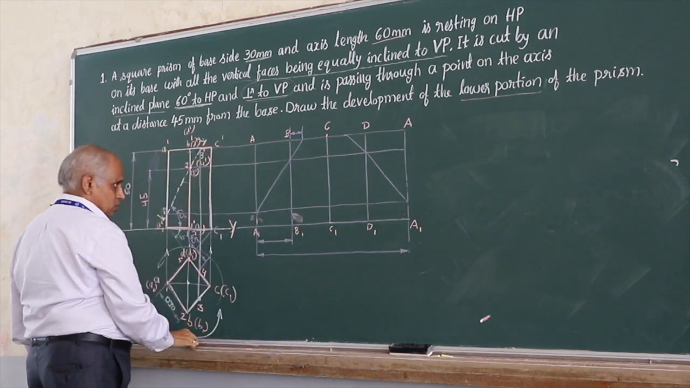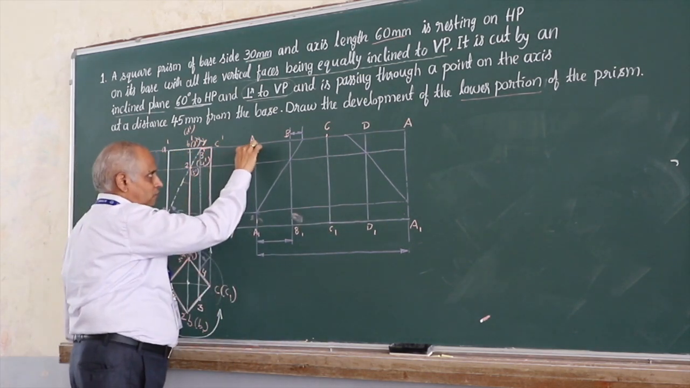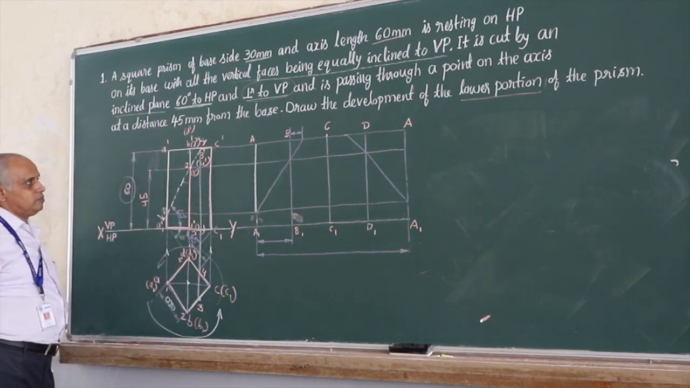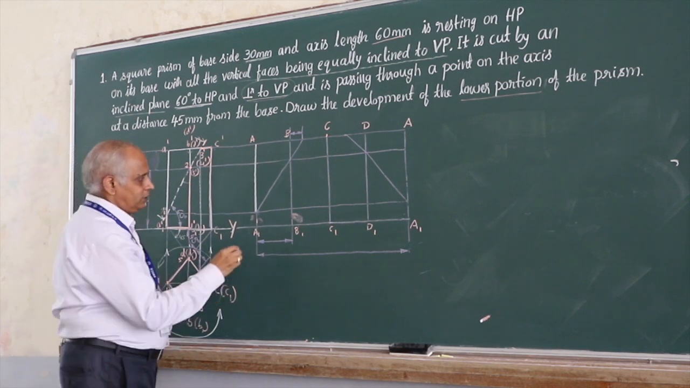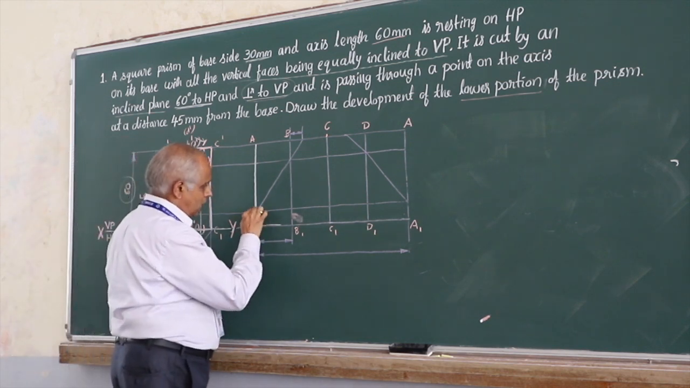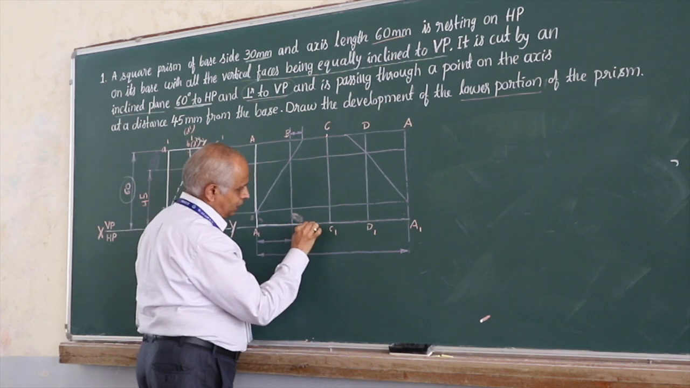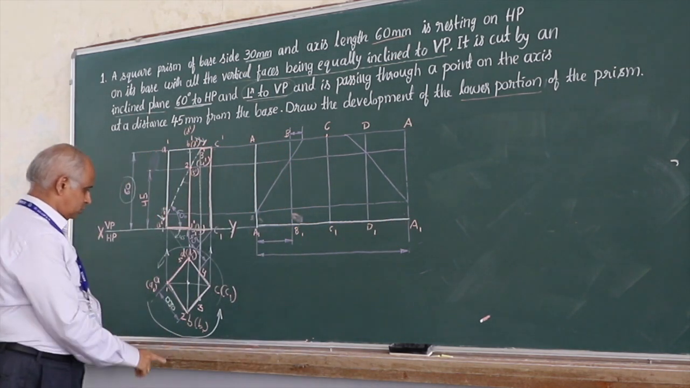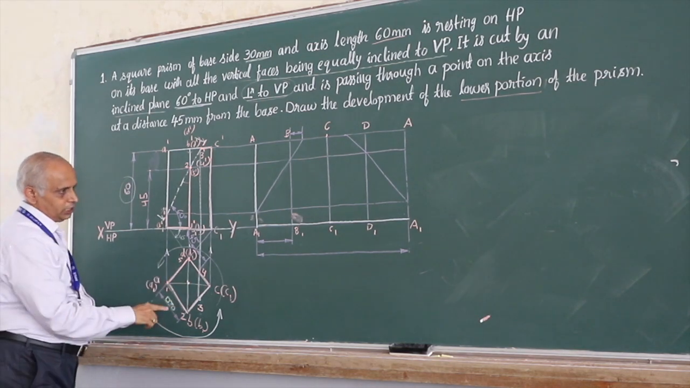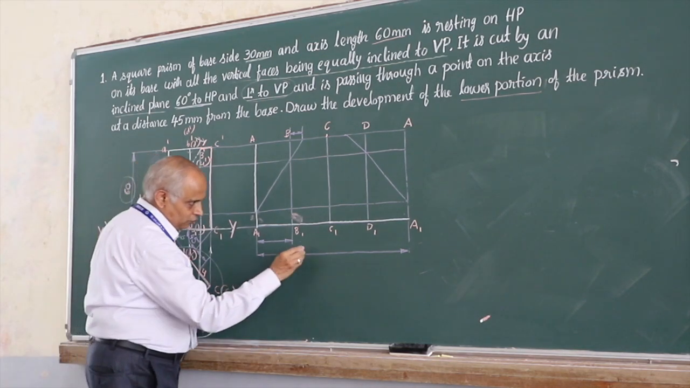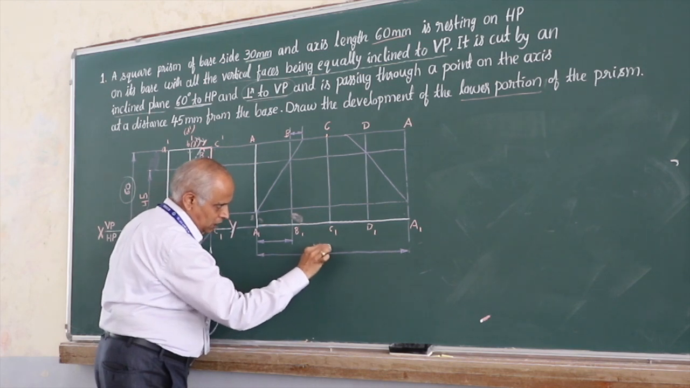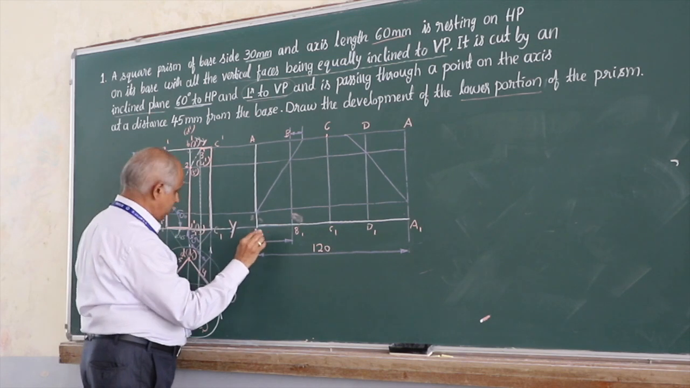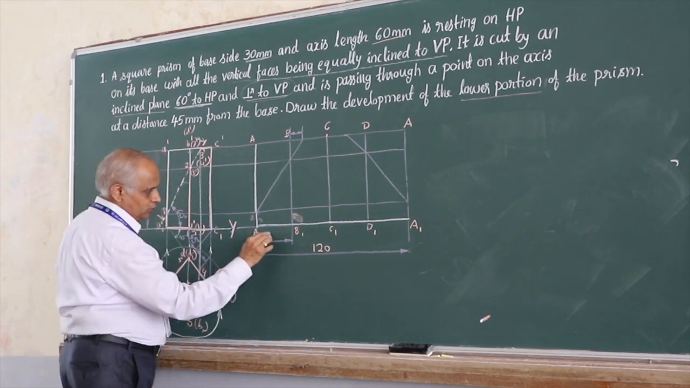So that you can have the development which is a piece of rectangle whose height is equal to the height of the prism, which is 60 mm, and length equal to the perimeter of the top view. The perimeter of the top view is 30 into 4, 30, 30, 30, 30. Therefore, the length of development is 120 millimeters, with each rectangle part of the development having a side of 30, therefore this is 30.